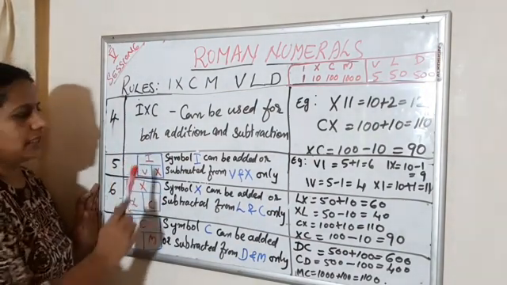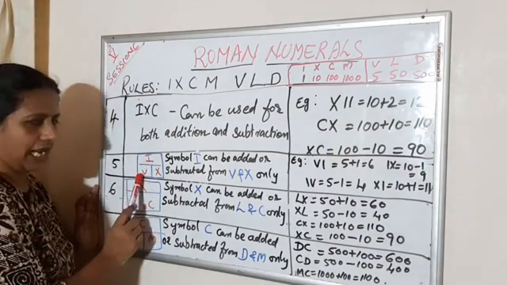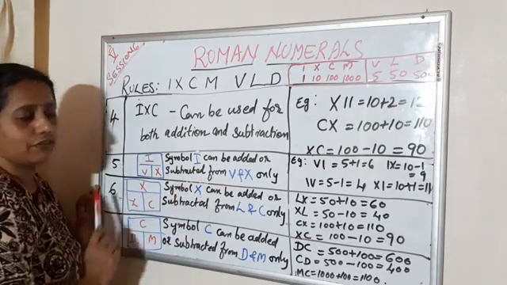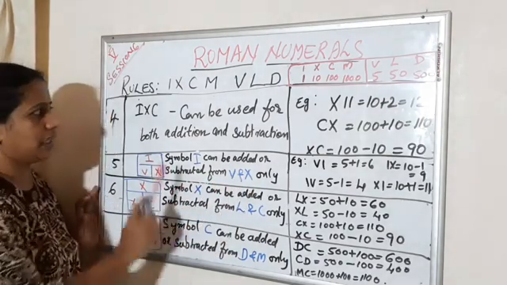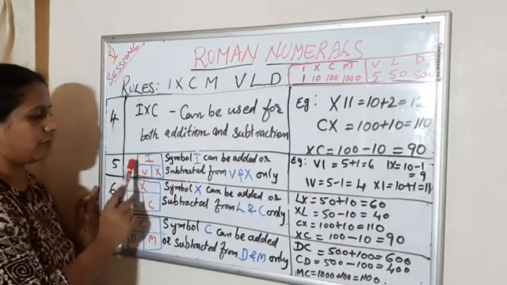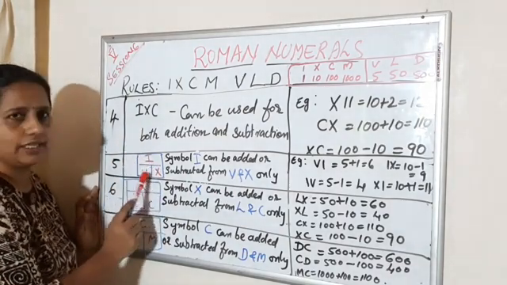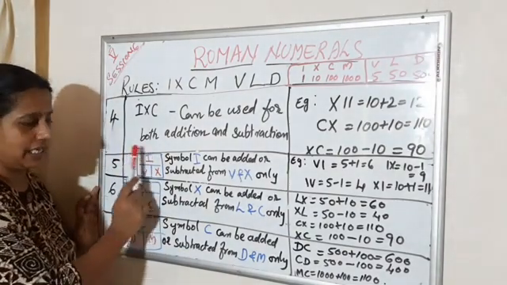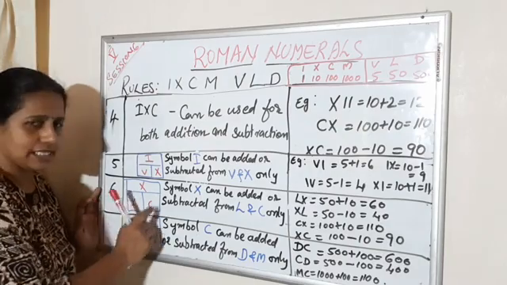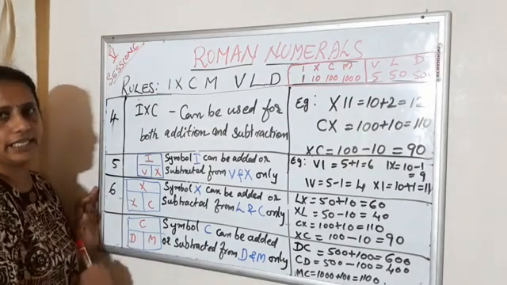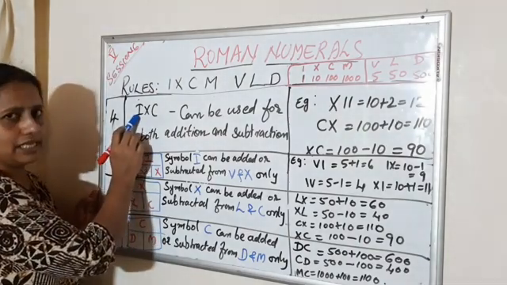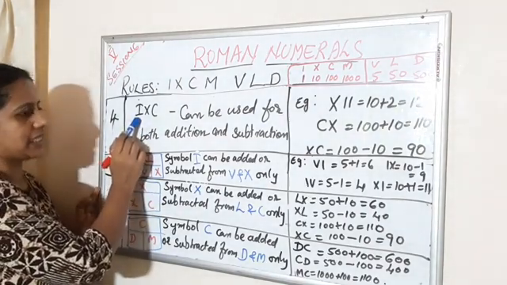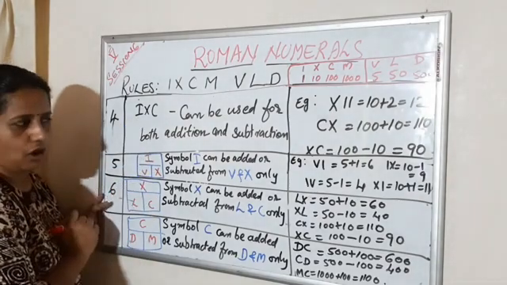Next, take each one from this. The symbol I can be added or subtracted from V and X only. That is, I is only making friendship with V and X. I, V, X. So study I, V, X. The next one is X, L, C and the next one is C, D, M. So here, I can be added or subtracted from V and X only.